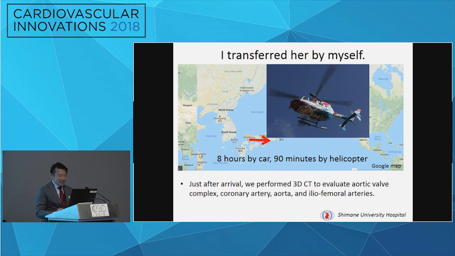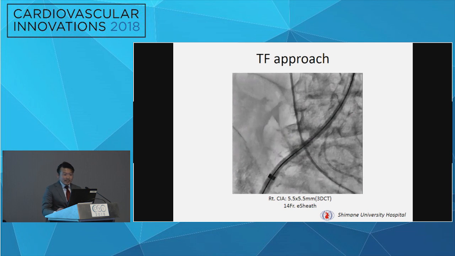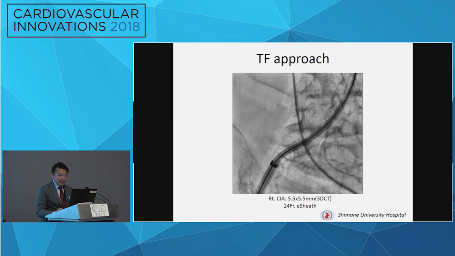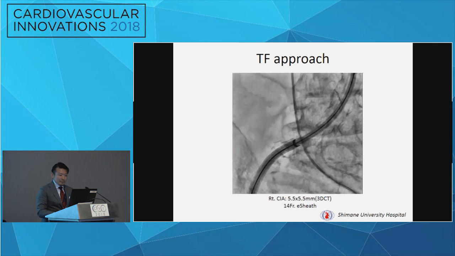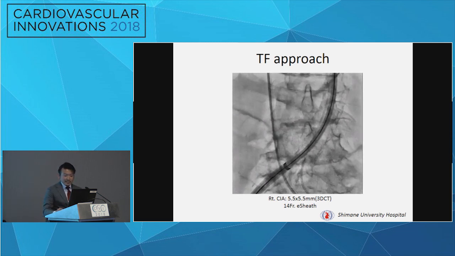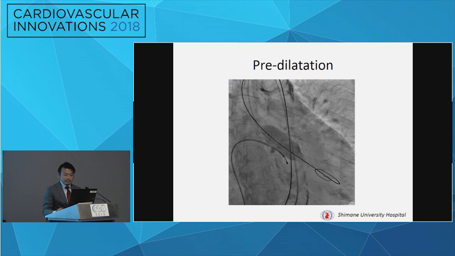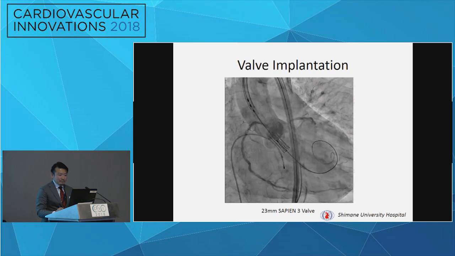Just after arrival, the same day, we performed 3D CT to evaluate the aortic valve complex, coronary artery, aorta, and the iliofemoral arteries. After that, we did TAVI, transfemoral approach. The right CIA was 5.5 by 5.5, but there was heavy calcium, so it was difficult to pass the CIA, but we could make it. After pre-dilatation, we implanted a 23 millimeter Sapien 3 valve.